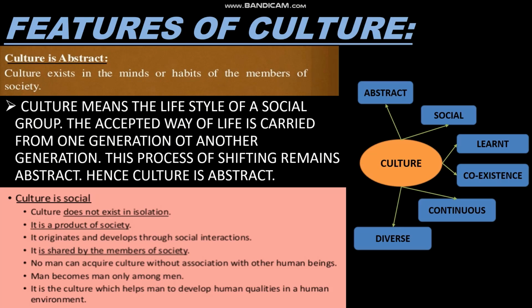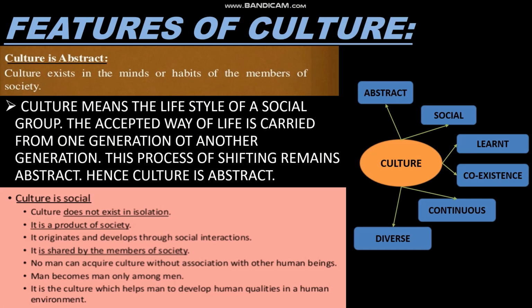Now let's learn about the features of culture. There are six features we are going to learn under culture. Let's see what those are. First, culture is abstract. Second, culture is social. Third, culture is learnt. Fourth, culture means coexistence. Fifth, culture is continuous. Sixth, culture is diverse. Now, all these six features we'll learn in detail.